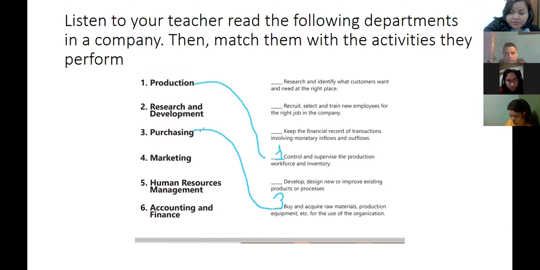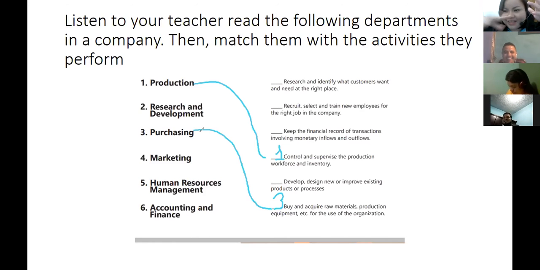No. No. Why not? ¿Por qué no? Why not? Que le digan por qué. Digan por qué. La tenía buena antes, solo que la cambié. En esa dos tenía confusión. Production is control and supervise the production workforce and inventory. So aquellos los jefes de producción que andan ahí viendo que todo esté bien, que todos estemos trabajando, que todos estemos produciendo. Kind of. Sort of.